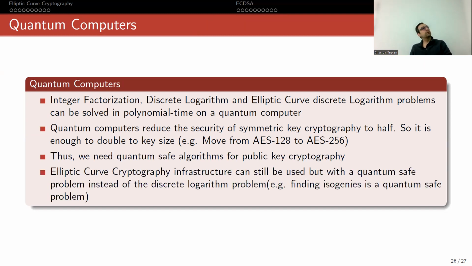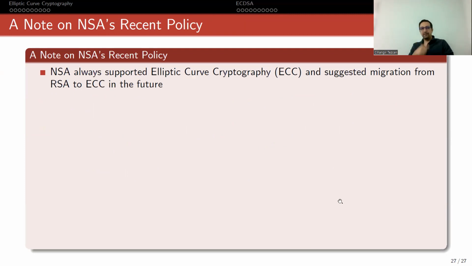So elliptic curve cryptography infrastructure can still be used, but with a quantum safe problem instead of the discrete logarithm problem. For example, finding isogenies between elliptic curves. This is considered as one of the quantum safe problems. So there are some candidates in the post-quantum cryptography competition, in the NIST competition, where the algorithms were based on finding isogenies, but they couldn't make it to the final round, as far as I remember.